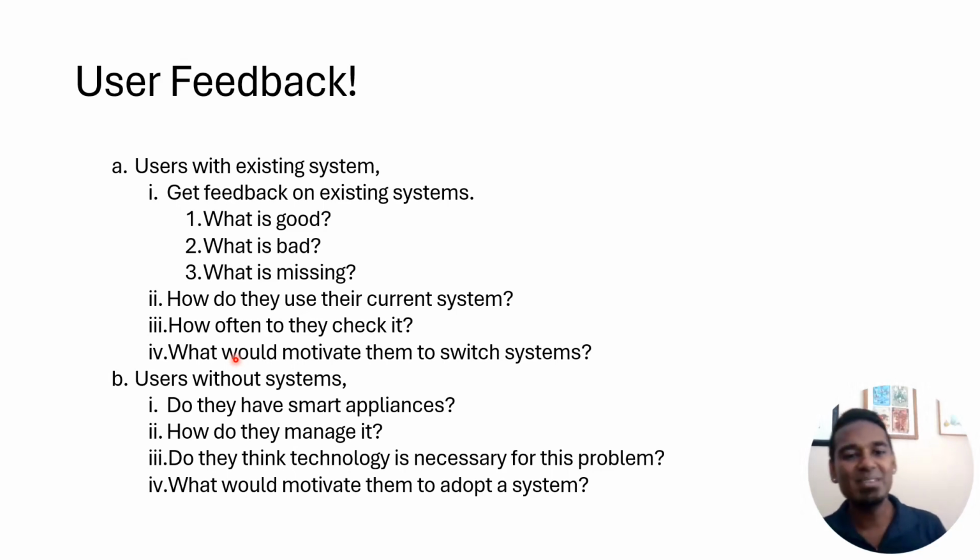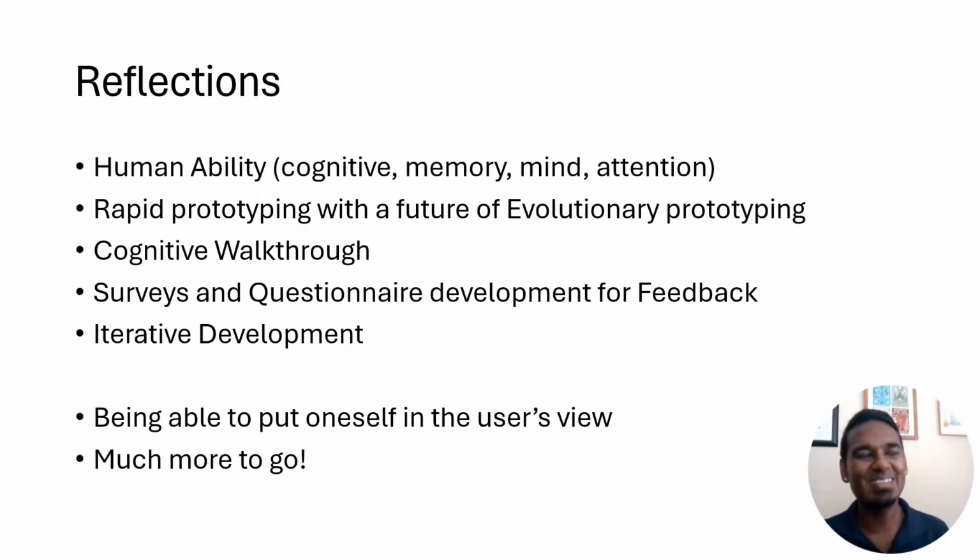For users without systems, it's more like, do they actually have smart appliances? Why don't they have a system? And how do they currently manage all their systems, whether they're smart or not? And then what would motivate them to adopt a new system in the future? And then for reflections, it was more so about what design principles we used, and just overall lessons learned from doing this final exam.